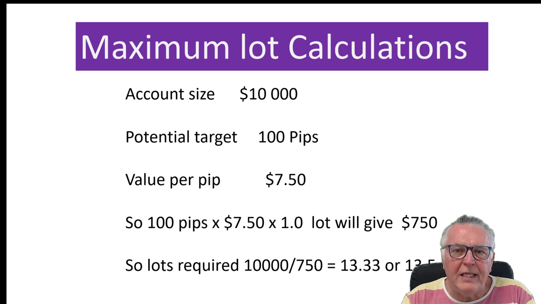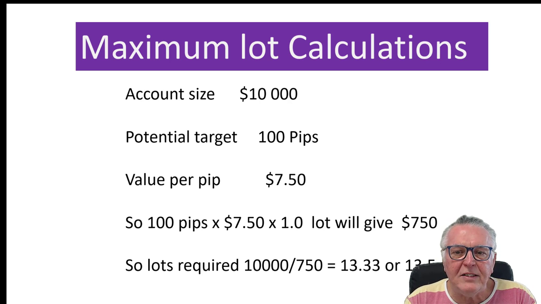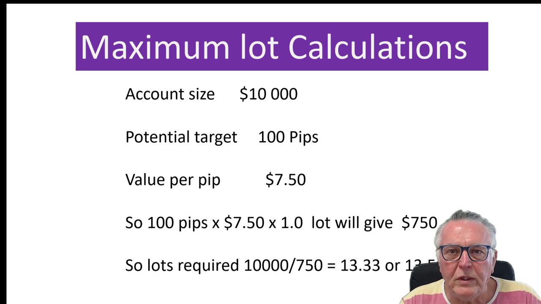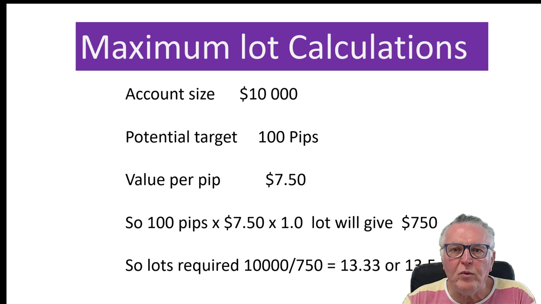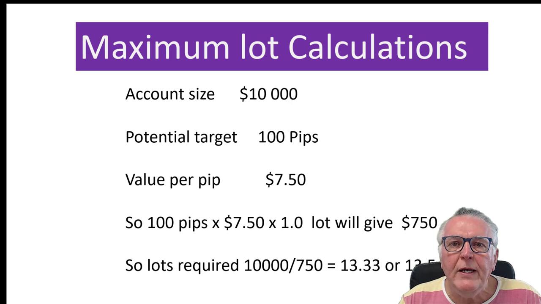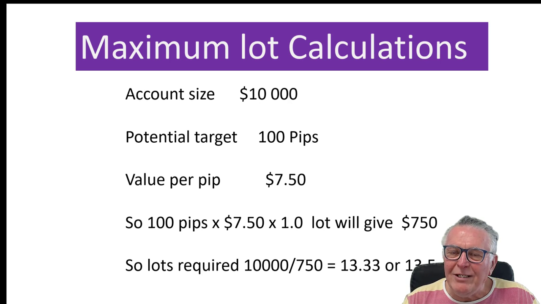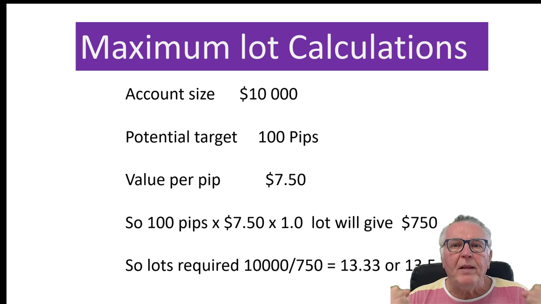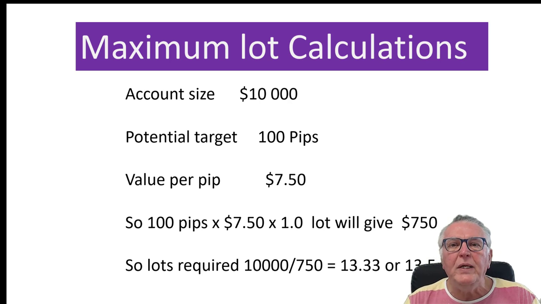You know your account size, so that's what your target is. You want to double the account. Let's say it's $10,000. You know what your target is going to be, and that depends on what you see on the charts. But let's take 100 pips as the example here, and then you determine what your pip value is. Normally it's $10 for a main lot, but in this particular case I'm using 7.5 just to give you a feel of a slight difference.